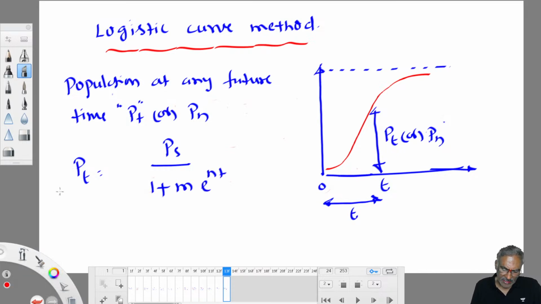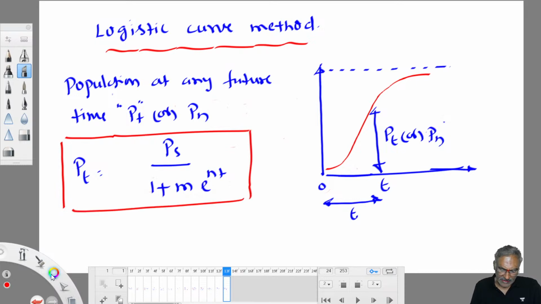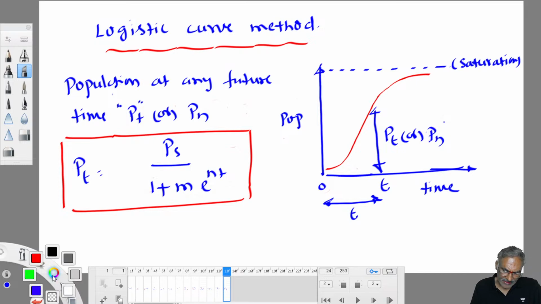So if you see this equation, there are 3 constants you have to evaluate. One is PS. This PS is known as saturation population. This is a population versus time plot. So saturation population we take as PS. PS is taken as population at saturation. And beginning population is taken as P naught. Population at beginning is P naught.